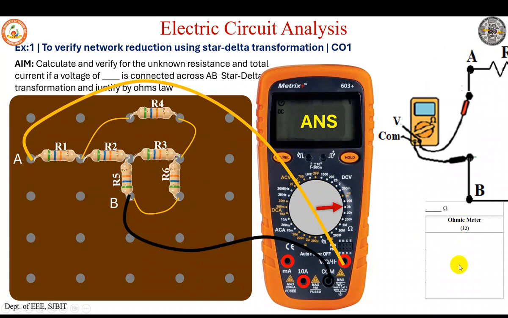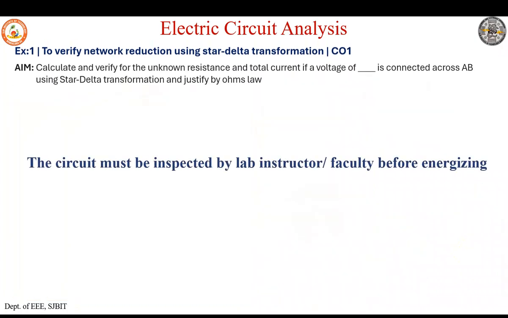Thus the theoretical calculations are verified by the ohmmeter, and we have verified by Ohm's law. So always remember, for any hardware, the circuit must always be inspected by the lab inspector or the faculty during your CIE, regular practice, and SEE for any labs before energizing it.